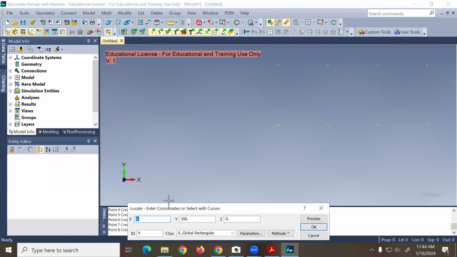Now we need to create these two panels, which are located, I think, at 100, at 500, and 750.